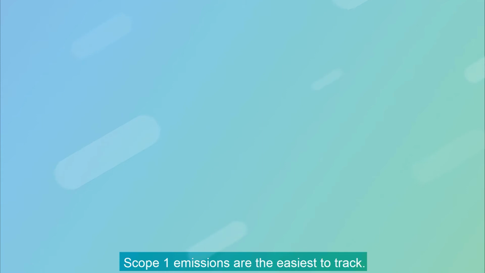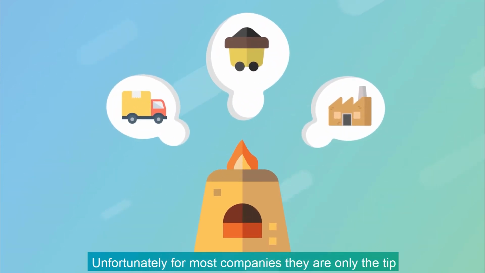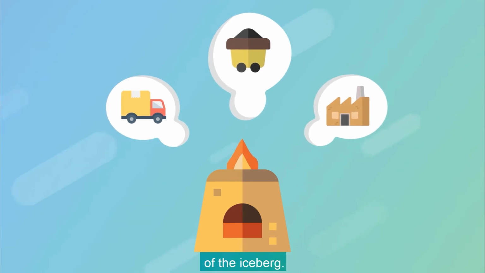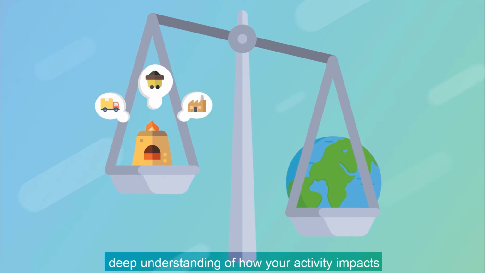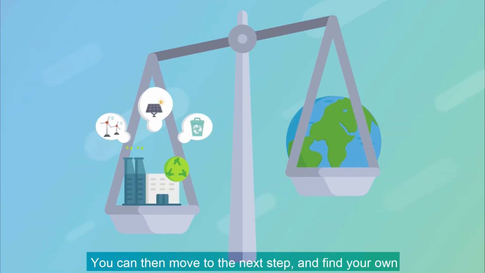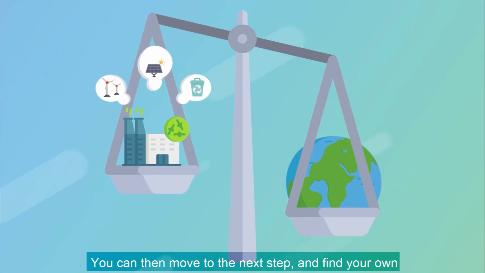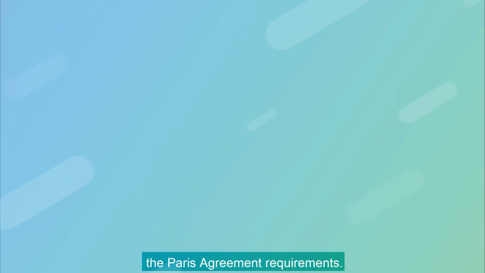Scope 1 emissions are the easiest to track. Unfortunately for most companies, they are only the tip of the iceberg. But once you have done this hard work, you will gain a deep understanding of how your activity impacts the climate. You can then move to the next step and find your own way to adapt and align your activity with the Paris Agreement requirements.